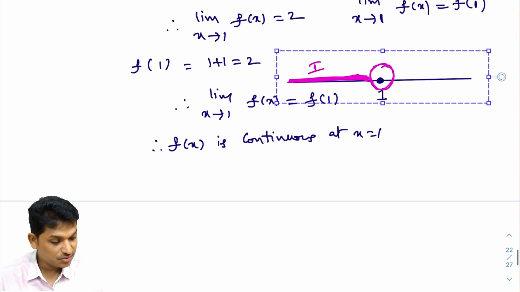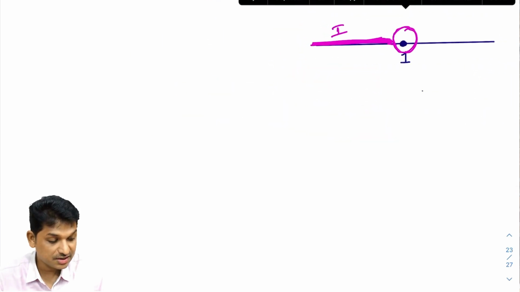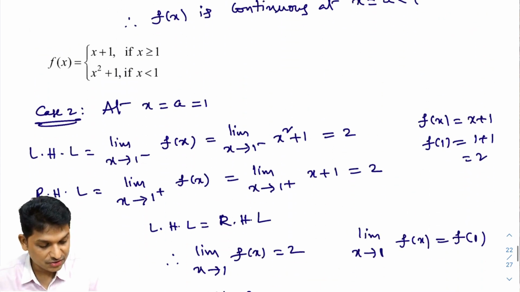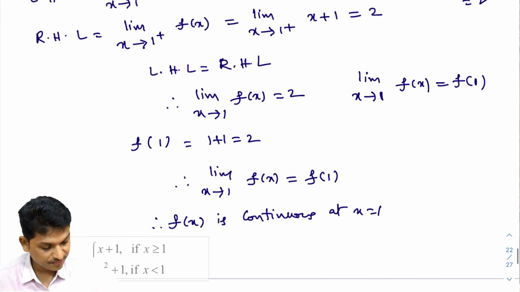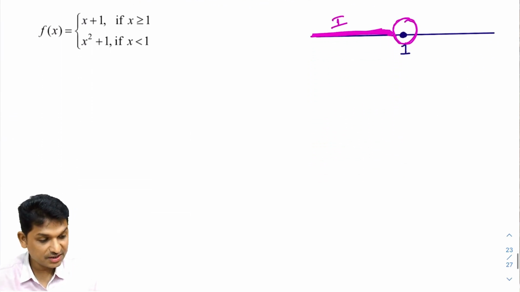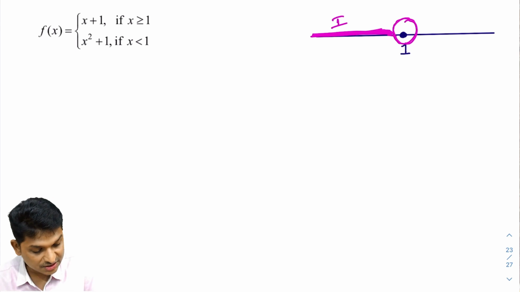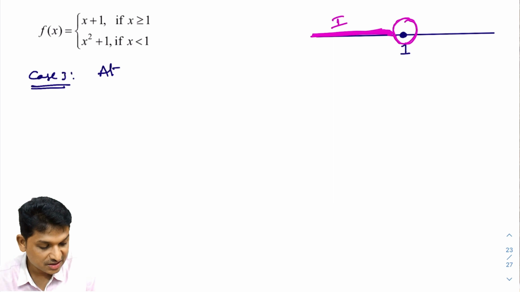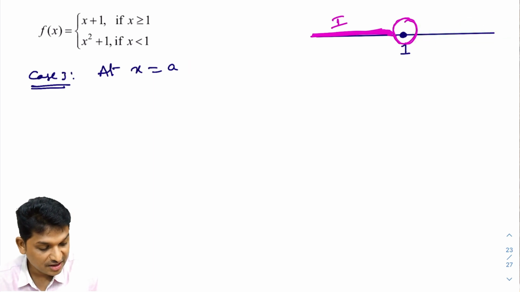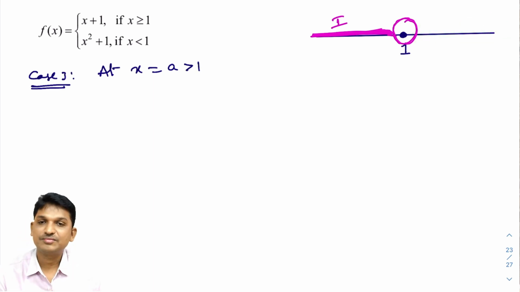Okay, we need this one, so can you see it? Case and function also needed. Now we'll bring that function also. Okay, good. This is the function. Now we are checking the continuity at case 3. We are checking the continuity at x equal to a. What is a value here? I am checking continuity in this zone. A value is greater than 1.